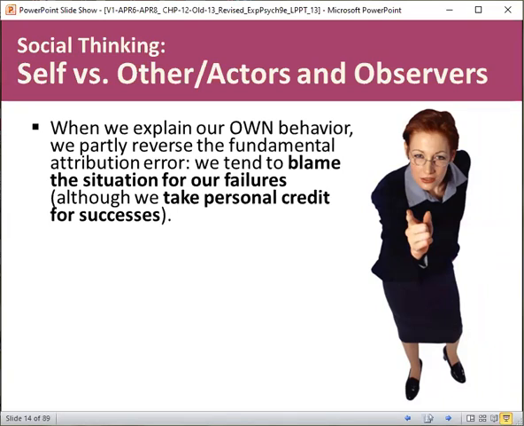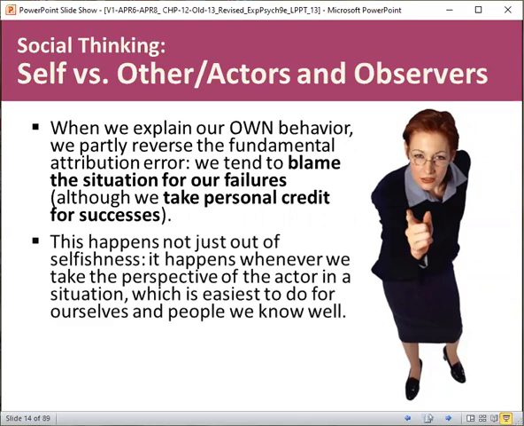So we sort of turn it inside out to a degree. This happens not just out of selfishness, it happens whenever we take the perspective of the actor when we're doing the act in the situation, which is easiest to do for ourselves and people we know well. So this actor-observer bias is what you could probably call it. This actor-observer bias basically says that when we are the one doing the acting, we blame the situation for our failures and take credit for the success. Now, that's for ourselves, but we also do the same thing for people that we know well. Because we know them well, we sort of cut them a little bit of slack, and we treat them almost as if we would treat ourselves.